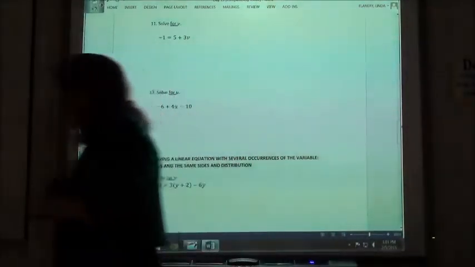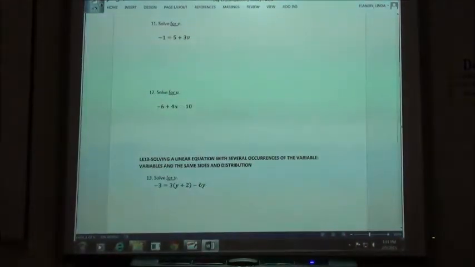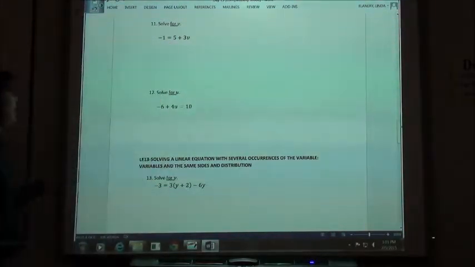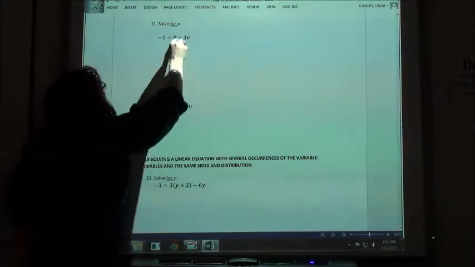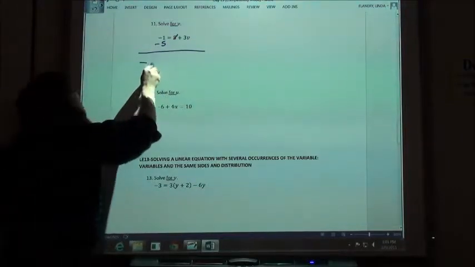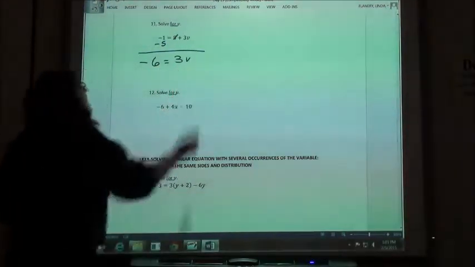Now, like I said, fractions aren't going to show up a lot, but when you do, then you got to remember, I got to multiply to get rid of that fraction. Number 11 then. I want to solve that one for v. What should I do first? Well, we're going to bring down the 5 and minus it. Minus the 5. So we have negative 1 minus 5, which is negative 6. Negative 6 equals 3v.